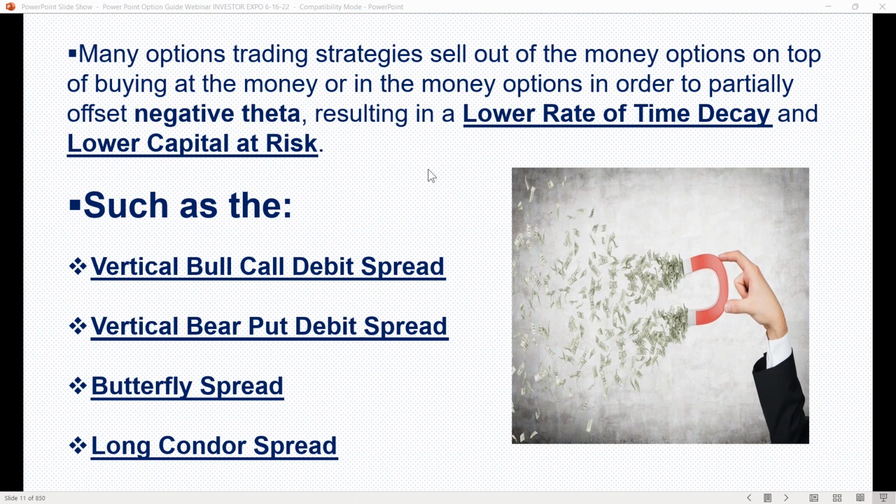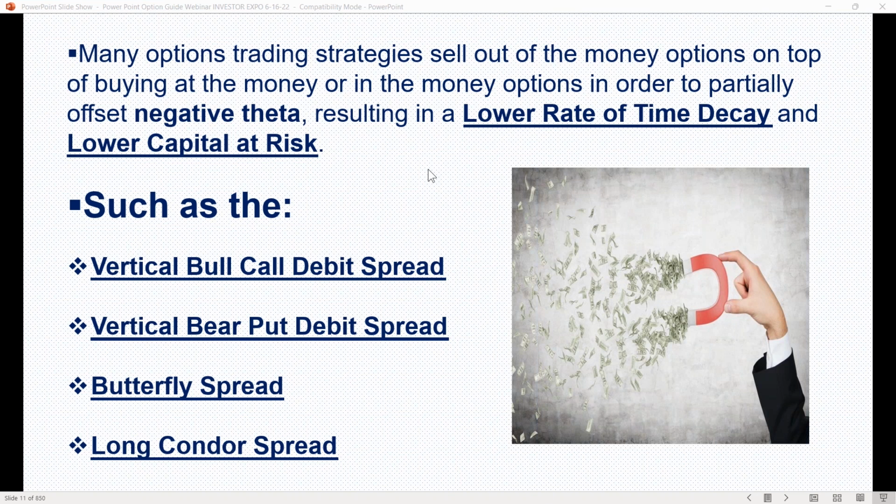Many option trading strategies will also sell out of the money options on top of just buying the at the money. This is done in order to partially offset the negative theta decay component of the option, and it's also going to help reduce the capital at risk. So it's going to lower the rate of time decay and lower capital at risk. And that's the thing that's so great about option spreads. We can use a spread to take advantage of what I call the sell side components of an option.